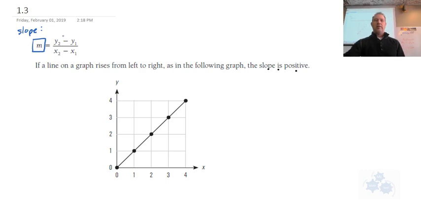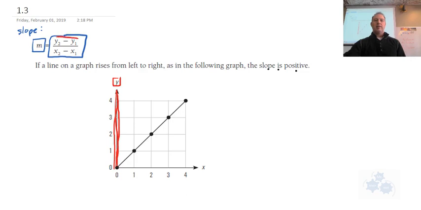Now, the formula for this is this right here. Now, this is a bit funny, but let me just break it down for you. Notice we have x's and y's here. The y-axis is this vertical axis. Everyone see that? See this vertical axis right here? That's the y-axis.